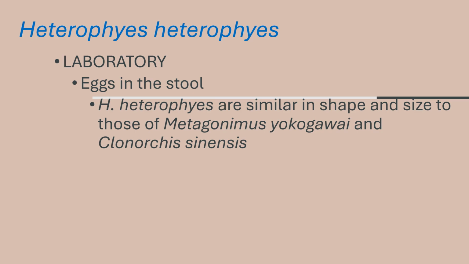Heterophyes ova are one of the smallest trematode eggs that are seen and may be missed using the low power objective. The ova of Heterophyes are similar in shape and size to those of Metagonimus yokogawai and Clonorchis sinensis. Differentiation should be supported by the patient's history, clinical findings, and of course, recovery of adult worms in the stool.